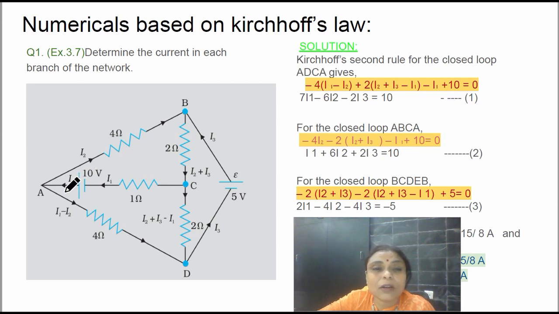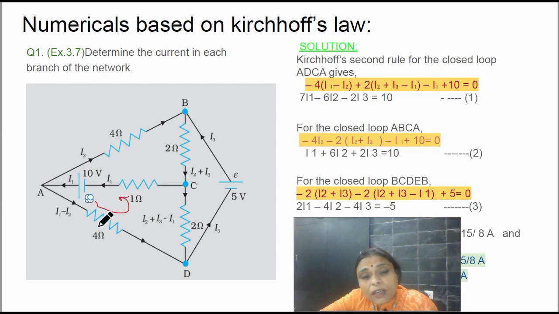Let us now apply the second rule for the closed loop. Let us take the loop A, D, C and A. So let me label it. We are going like this. This is the way we are traversing. We'll just put it so that we know the direction. Now start writing the equations.